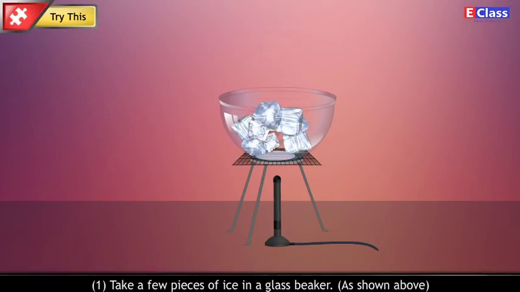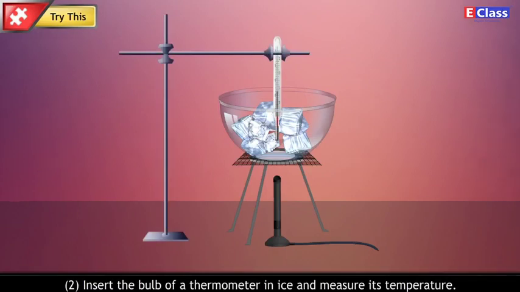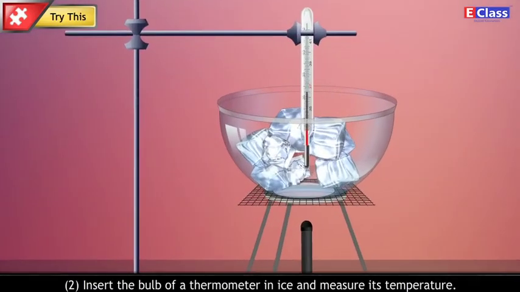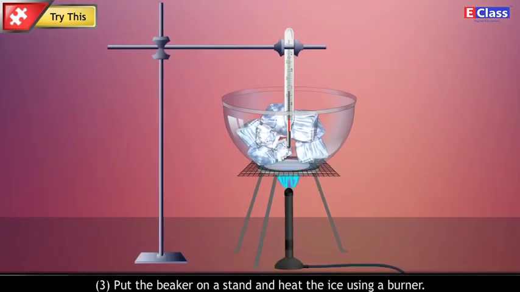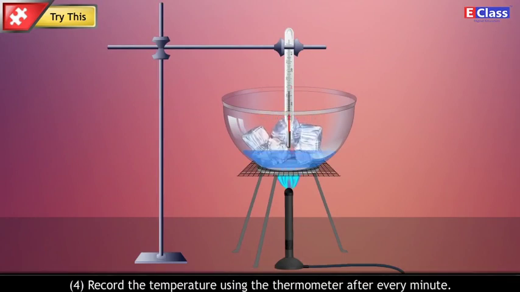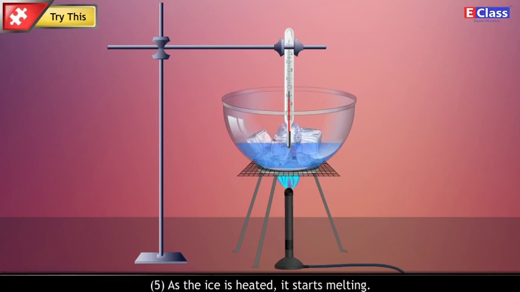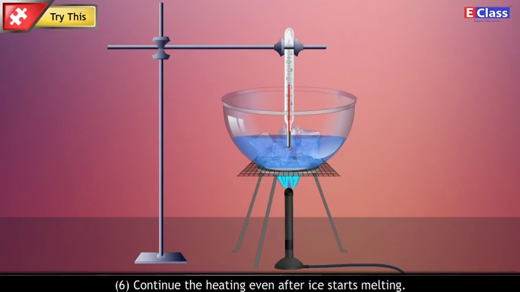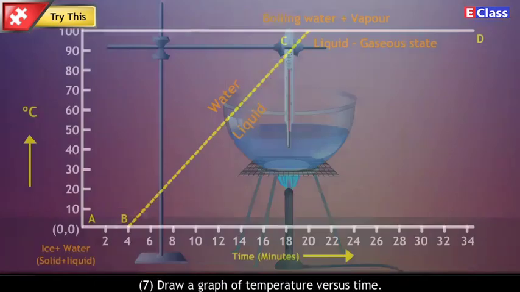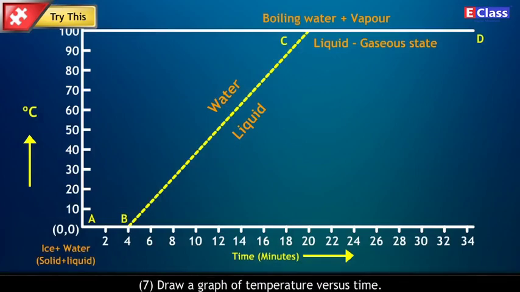Try this. Take a few pieces of ice in a glass beaker as shown above. Insert the bulb of a thermometer in ice and measure its temperature. Put the beaker on a stand and heat the ice using a burner. Record the temperature using the thermometer after every minute. As the ice is heated, it starts melting. Stir the mixture of ice and water. Continue the heating even after ice starts melting. Draw a graph of temperature versus time.